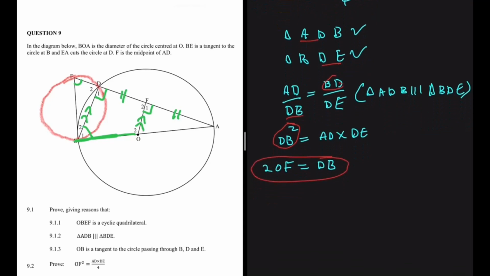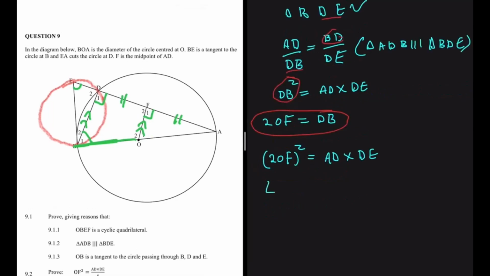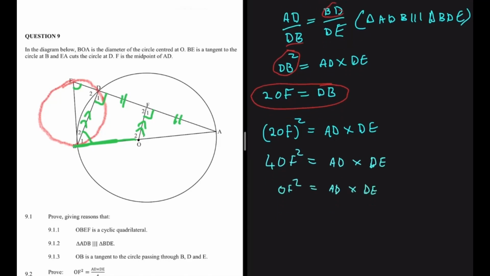So if we substitute that back in our equation, we're going to get (2OF) squared being equal to AD multiplied by DE. So it should be easy to see now that we're going to get 4OF squared is equal to AD multiplied by DE. So now we divide both sides by 4, right? If we do that, we get OF squared is equal to AD multiplied by DE, and then everything divided by 4.